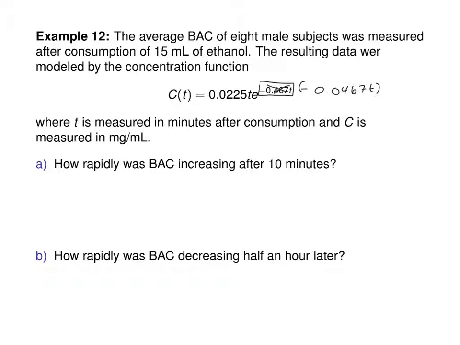So the result of the data were modeled by this function. This C of t will tell you the concentration of alcohol in their system at a given time. So how would you figure out how quickly the alcohol in their system was changing? What would you use? The derivative.